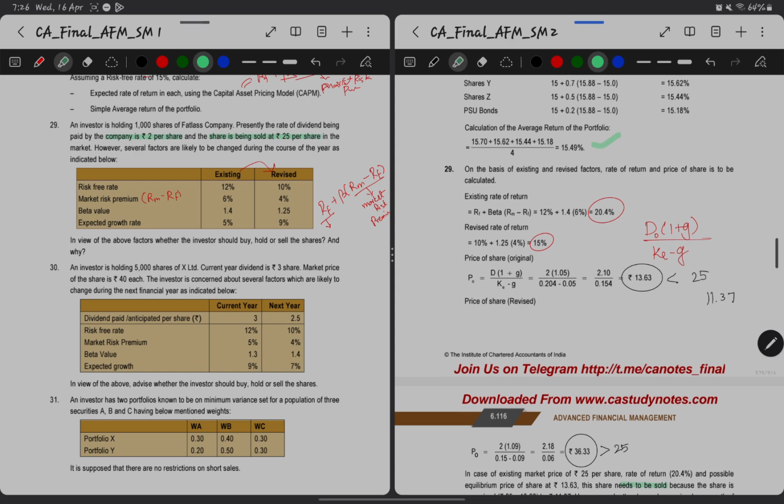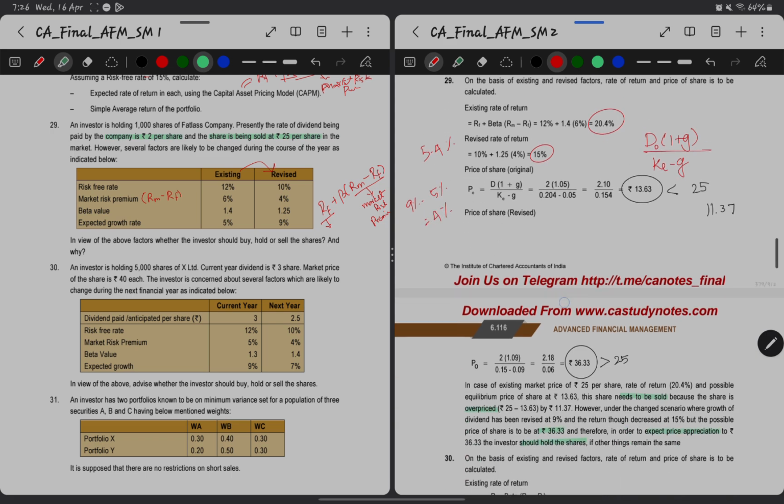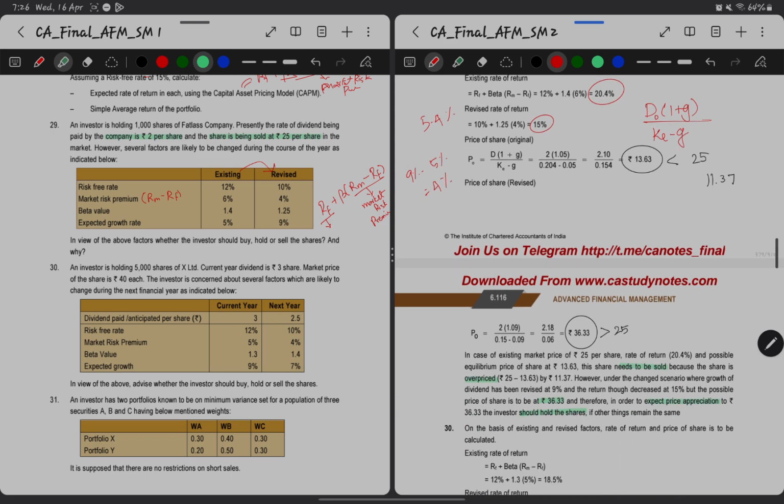So the same thing they've considered, but they have taken one more thing, which is the existing return is 20.4, but the revised rate of return is just 15%. So actually it has reduced by 5.4%. But if we compare the growth of the share, it is increased from 5% to 9%. So 4% there is a share growth. So if we are just aiming at price appreciation in case of these shares, then we can just hold the shares till the price is getting appreciated.